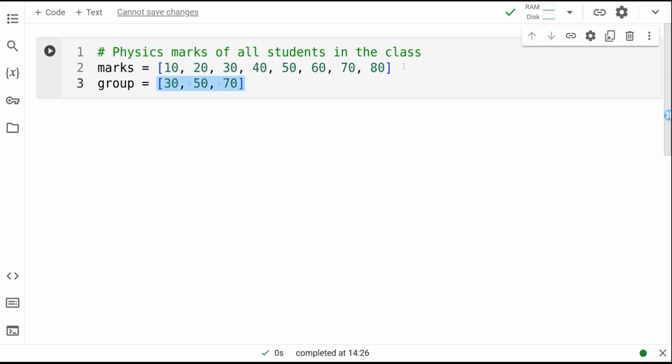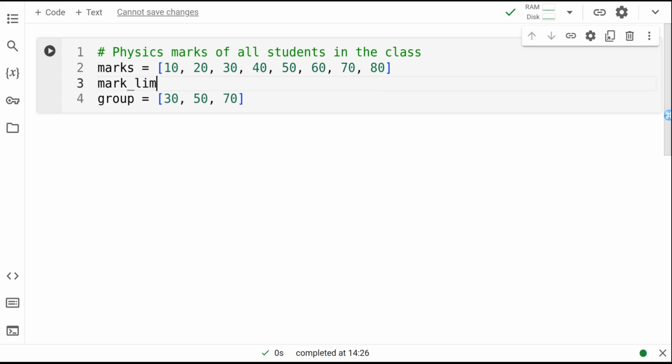The second condition is that the difference between the marks of any two students in the group should be at most mark limit. Let's say that mark_limit is 20. What does that mean? It means take any two students in this group. The difference between their marks, meaning the positive difference, should be less than or equal to 20. So let's take 30 and 50. The difference in marks is 20, which is less than or equal to 20. Therefore 30 and 50 being in the group is fine.